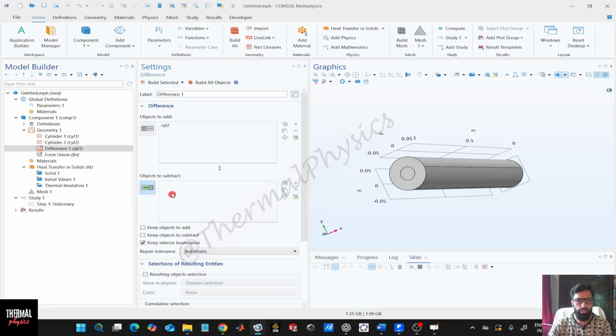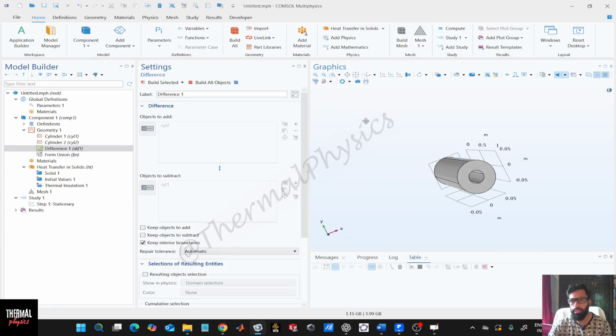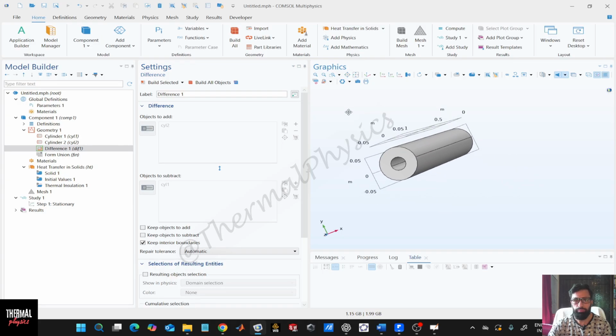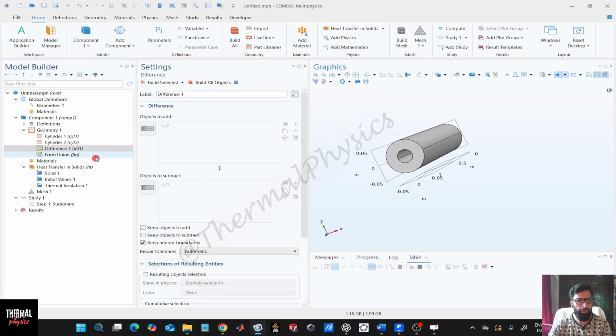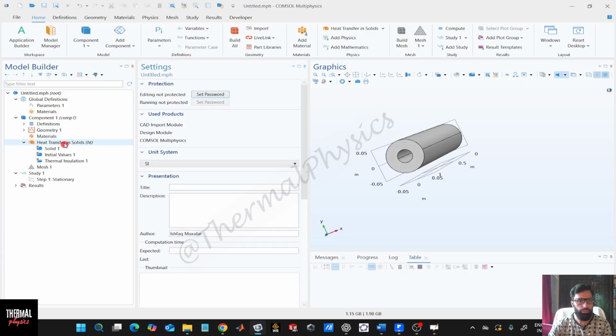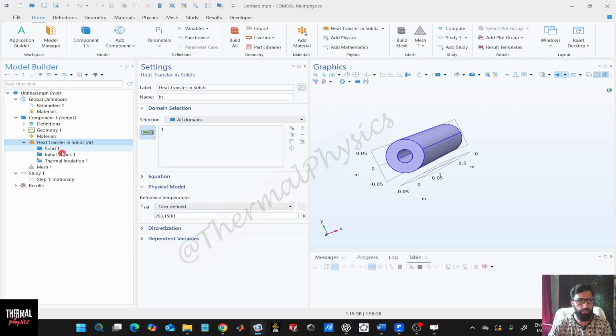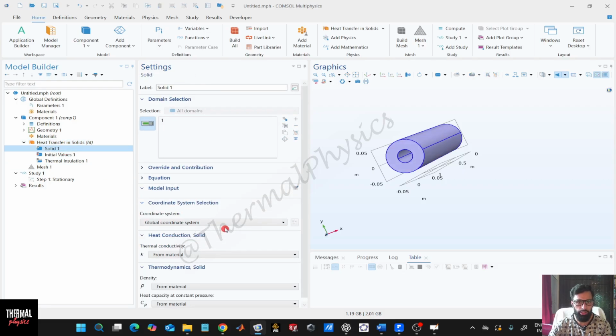Then objects to subtract, the object that we have to subtract from here is the inner cylinder. Then we will build all, so we have a hollow cylinder inside that we can see. Now we're done with the geometry. Let us go to heat transfer in solids. Then we'll go to the solid section and choose thermal conductivity user defined, and the value will be 15.